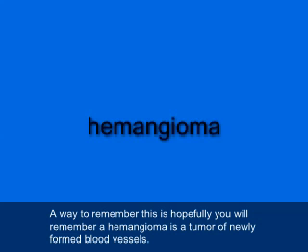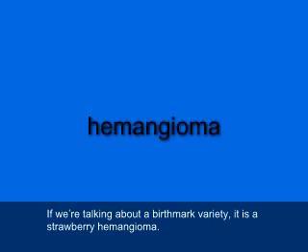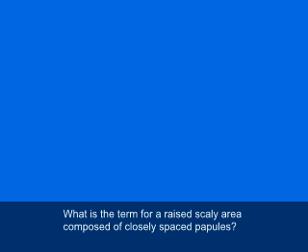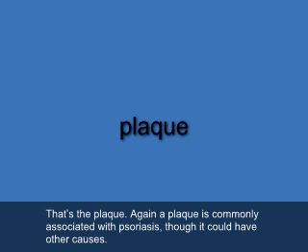And a way to remember this is hopefully you'll remember a hemangioma is a tumor of newly formed blood vessels. If we're talking about the birthmark variety, it's a strawberry hemangioma. What is the term for a raised scaly area composed of closely spaced papules? That's the plaque, P-L-A-Q-U-E. Again, a plaque is commonly associated with psoriasis, though it could have other causes.